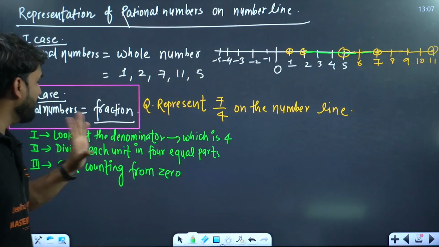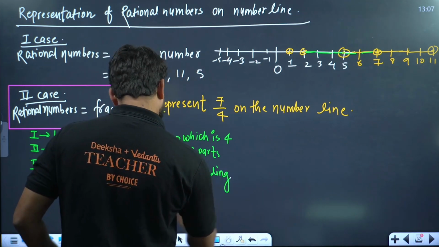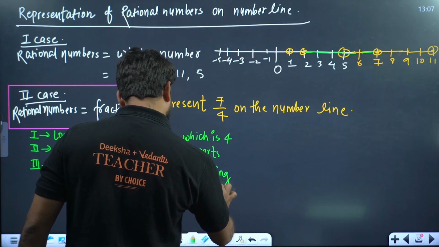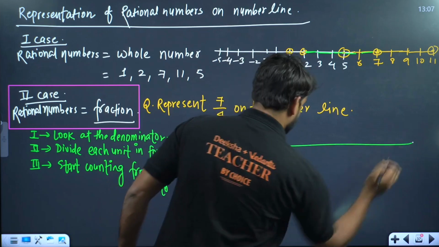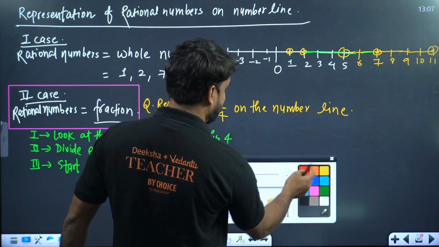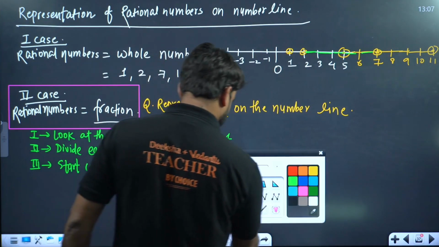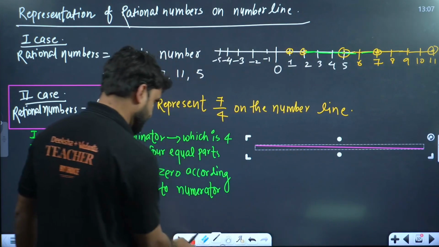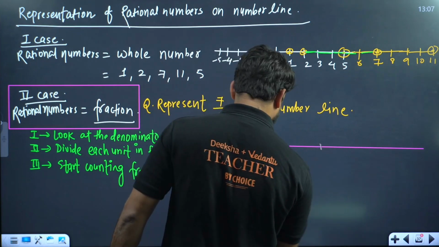So start counting from 0 according to what, champions? The numerator. Yes, according to the numerator. Let me show you the result here. Okay, let me use another color for the number line. So I'm using the red color here, champion. So this is the number line. Very good. I can use your straight line from this. So we have the number line here. Now my dear champion, look at 0. This is 0 here.